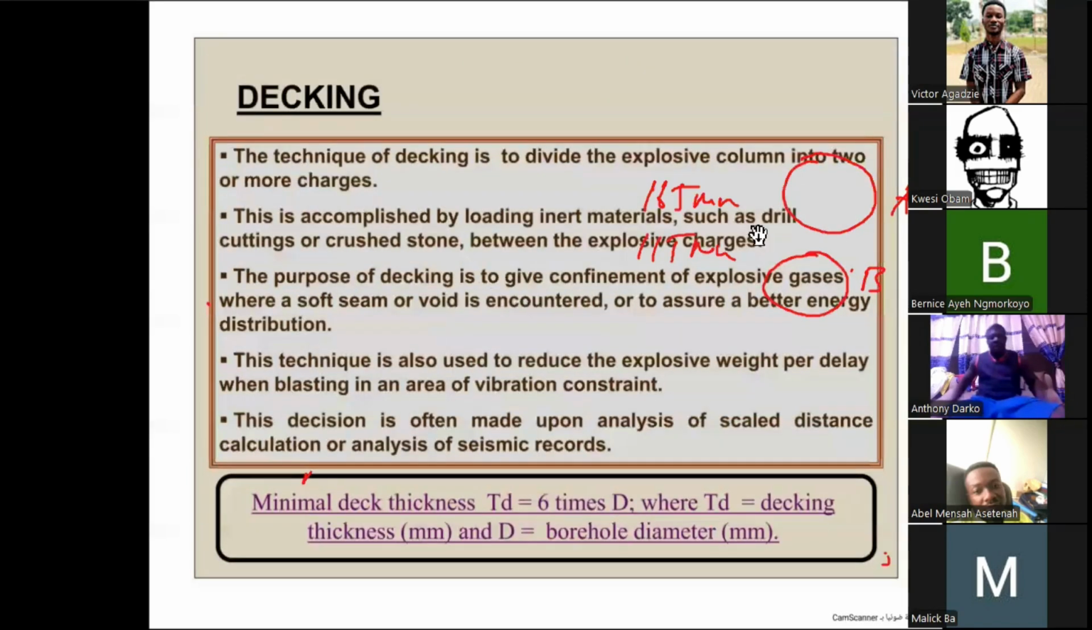Decking, I've spoken about it. The technique of decking is to divide the explosive column into two. This is accomplished by loading inert materials. I even said we use the gas bag. The main key here is that we want a good energy distribution.